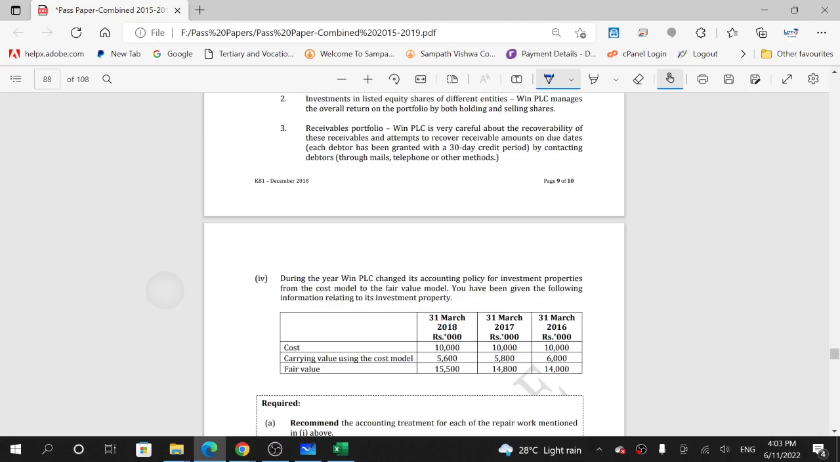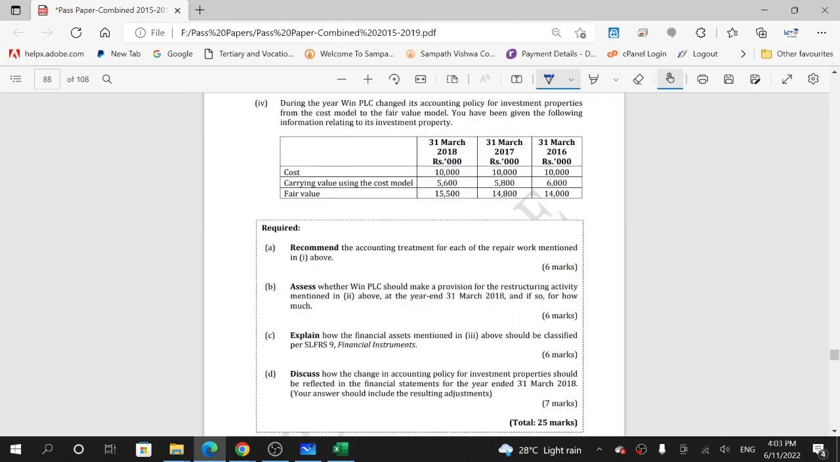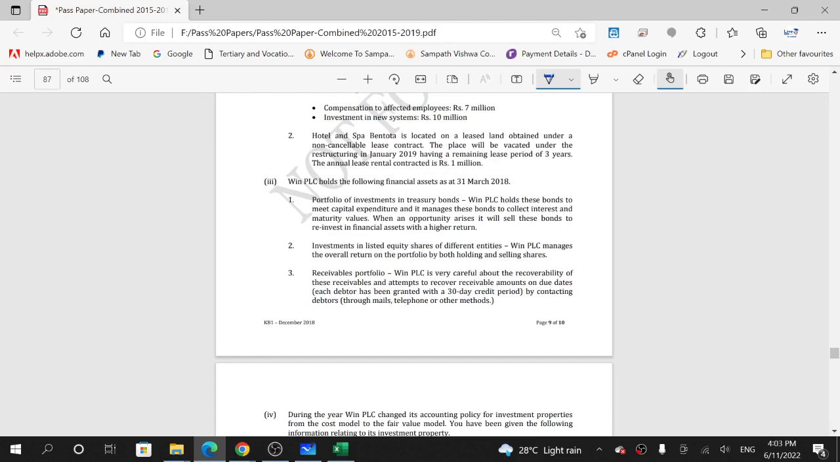Explain how the financial assets mentioned in 3 above should be classified as per SLFRS 9 Financial Instruments. Part C, part 3. How you should classify these 3 instruments as per IFRS 9 or SLFRS 9 classification. First one, portfolio of investment in treasury bonds.